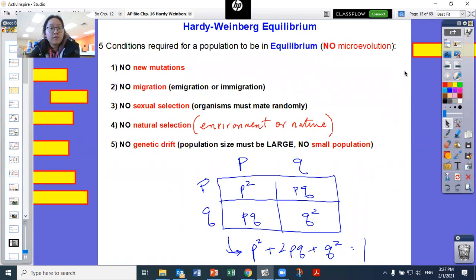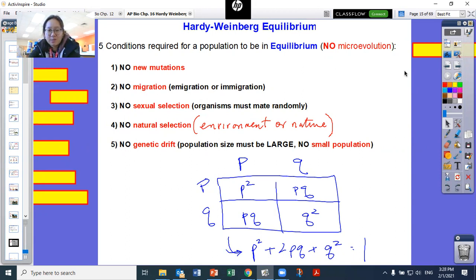So again, these 5 conditions are that there are no new mutations, there are no migrations happening, there is no sexual selection, so there's no preference. There's no natural selection, either by environment or by nature, and there is no genetic drift. So the population has to be large, right? No small populations. So these are good conditions to make sure that you definitely have written down.